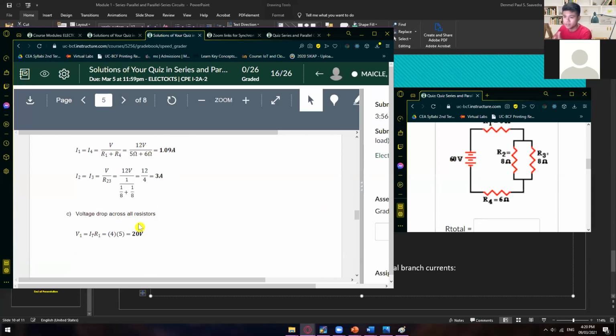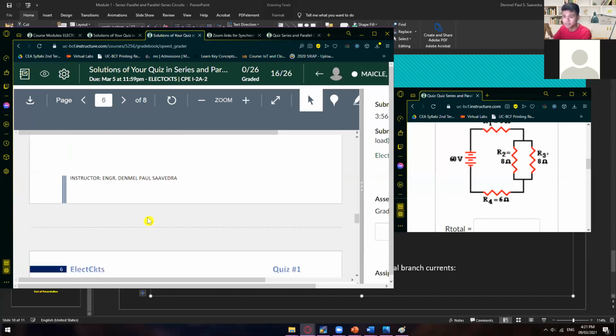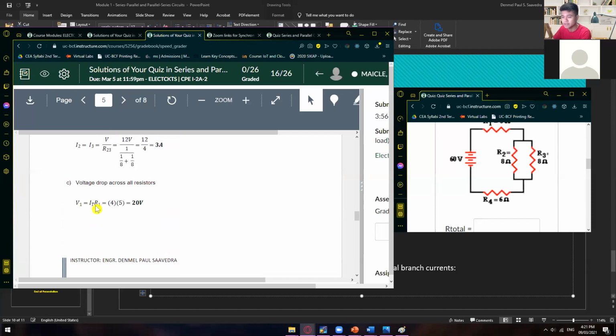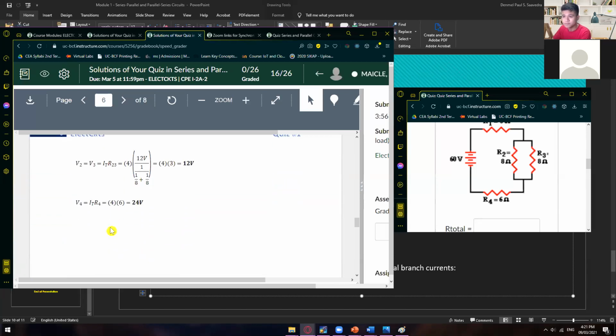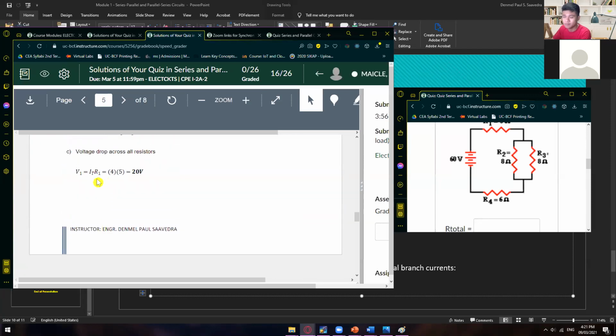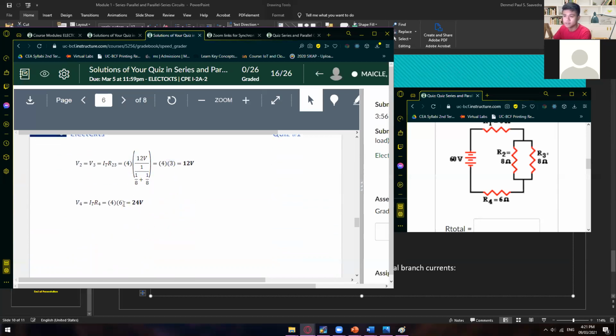And then for the voltage drop, this one is super simple already. Just get the individual resistance multiplied by your I total. Everything is I total, then just multiply it by the individual resistance. So 4 times 5, you'll get 20 volts. 4 times whatever is the result of this one, 4 times 3, you will get 12 volts. And then 4 times 6 will give you 24 volts.